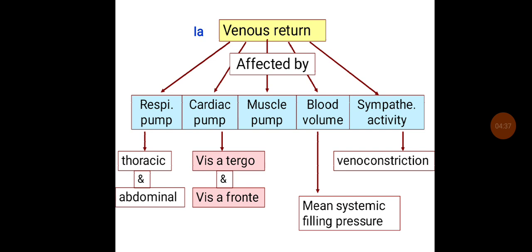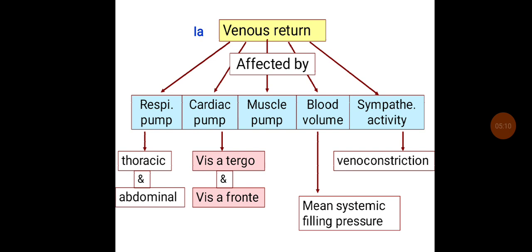Which in turn depends on the mean systemic filling pressure. It is the pressure exerted by the blood. When there is no cardiac activity, when the heart stands still, the amount of pressure exerted by the blood volume over the vessels is called the mean systemic filling pressure. Normally it is around 7 mm of Hg. And obviously if the blood volume increases, the mean systemic filling pressure is going to increase.